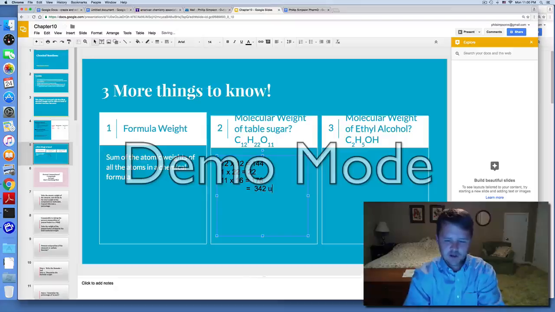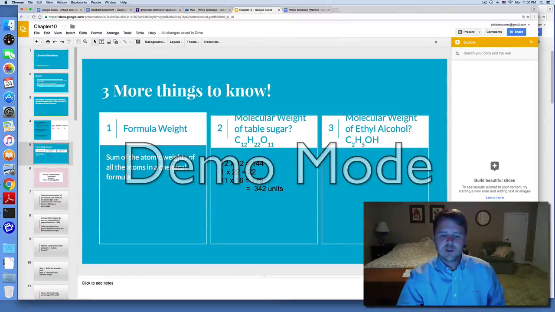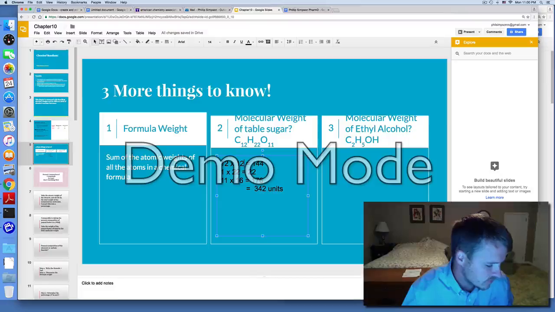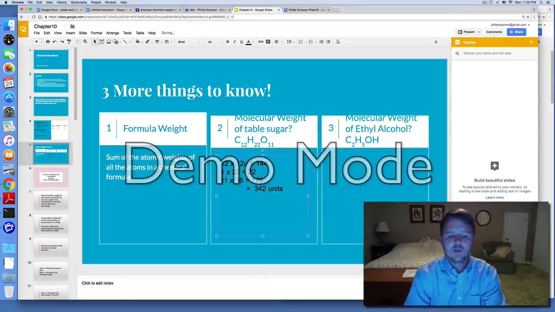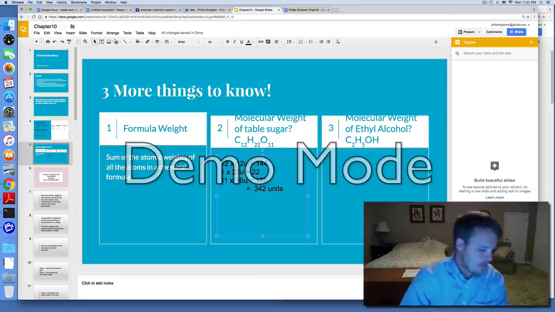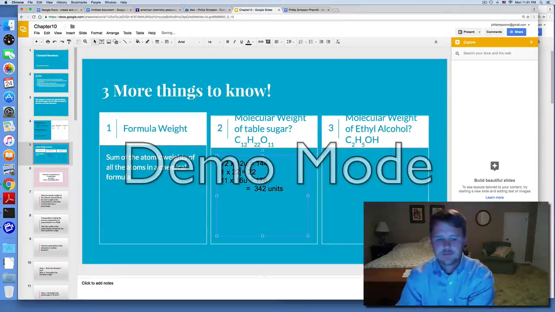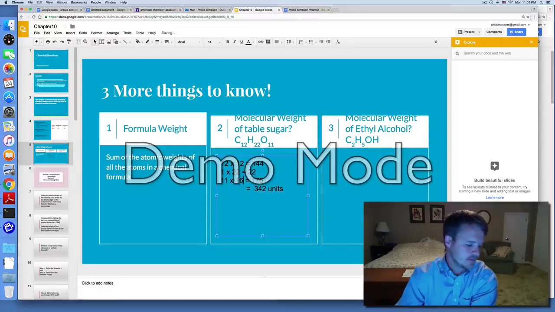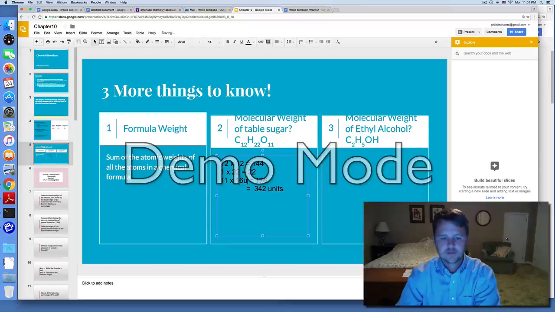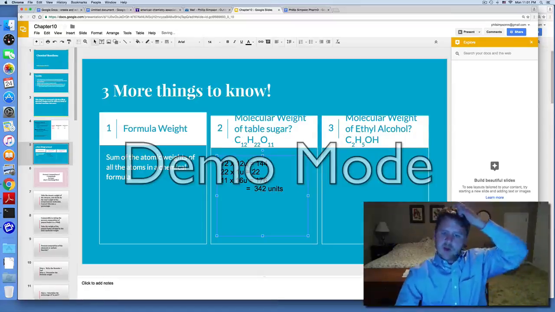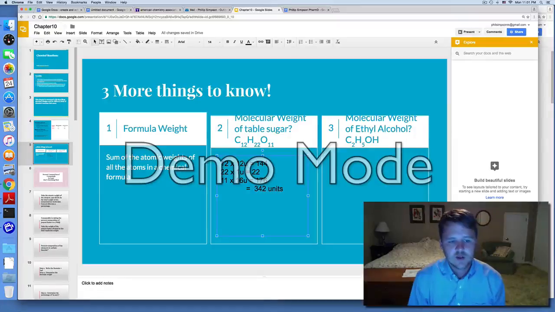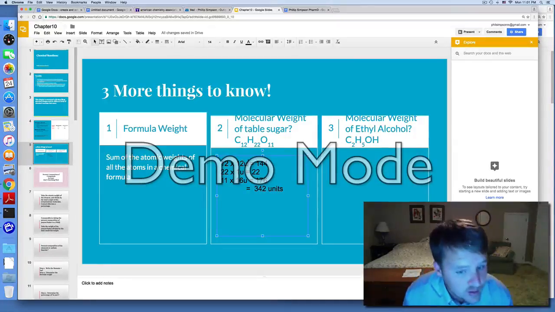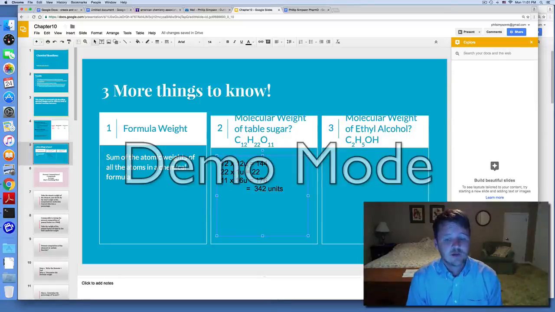So there's the final 342 units. See how I got that? 12 carbons times 12 atomic weight, 22 hydrogens times 1, and 11 oxygens times 16 for its weight. And you just add them up.